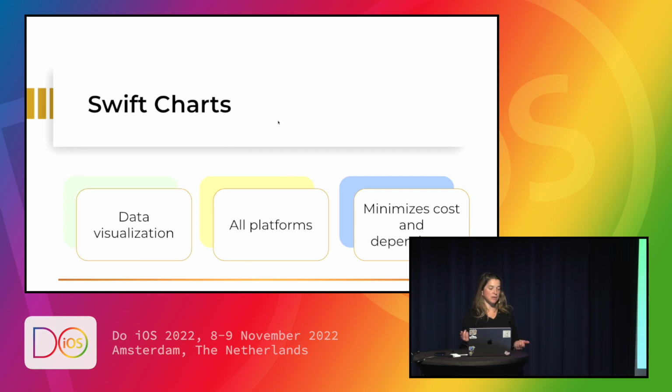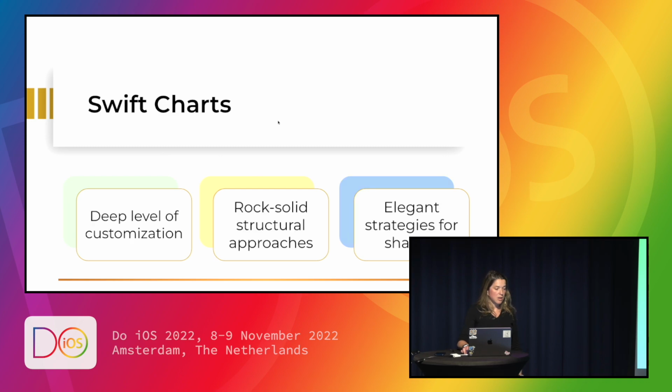I think if there are no more dependencies like pods or packages, we could minimize the cost, the time that we spend on it, and all the other things like I told you about maintainability. So yes, we could minimize cost. It's great also because there is a deep level of customization. I will show you in the following example, and it makes things easier. It automatically provides axes and legends, and so the job is done.